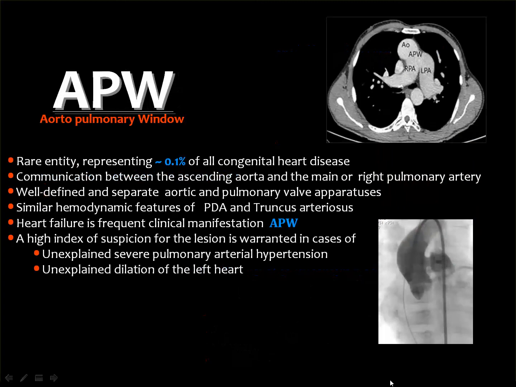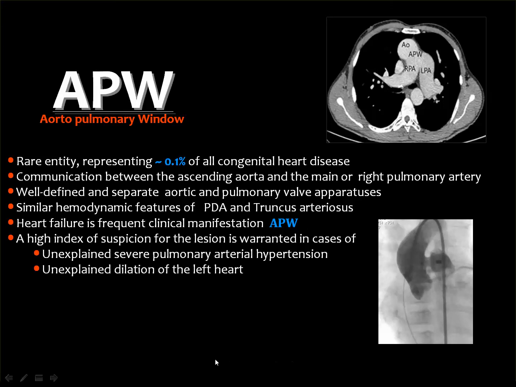Then we came to the aortopulmonary window, which is the connection between the root of the aorta and the pulmonary artery, considering that both the aortic valve and the pulmonary valve are present. This represents about 1.1% of congenital heart disease. The communication has similar hemodynamics to patent ductus and truncus arteriosus, and heart failure is a frequent manifestation of aortopulmonary window.